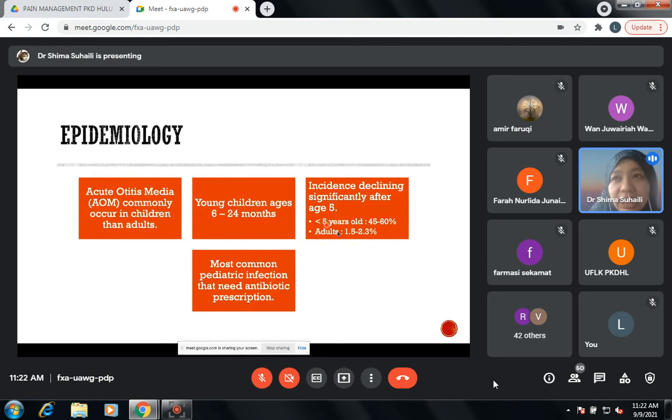And this is related to the anatomical development of the face. Okay. And lastly, acute otitis media is the most common pediatric infection that needs antibiotic prescription. So this topic is very relevant to us, yeah.